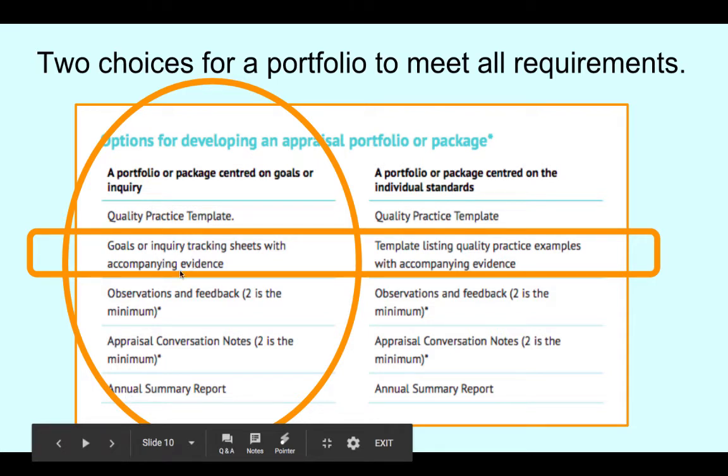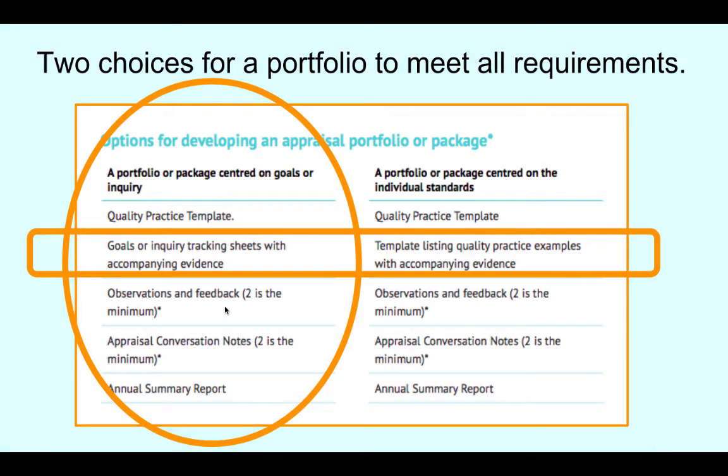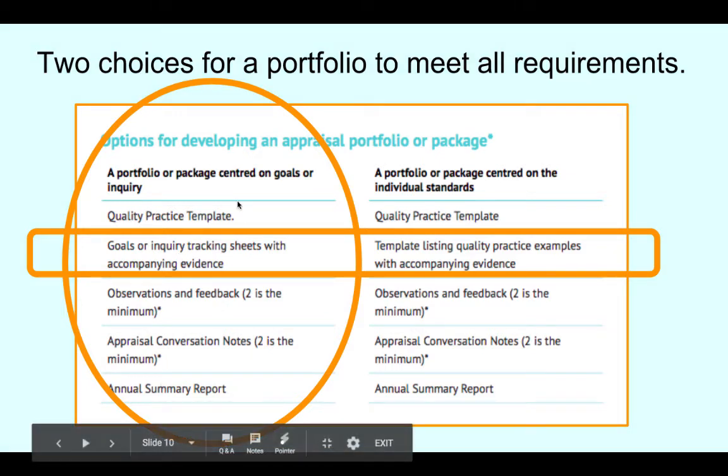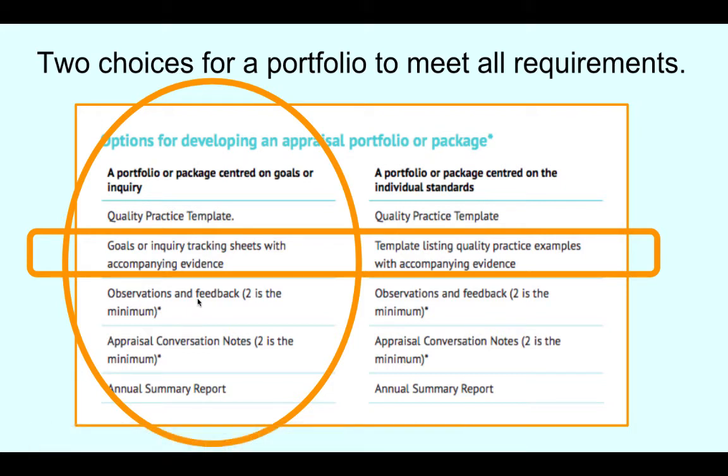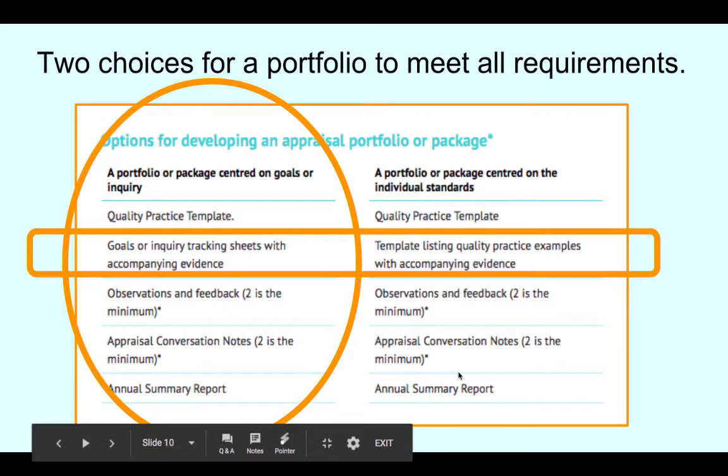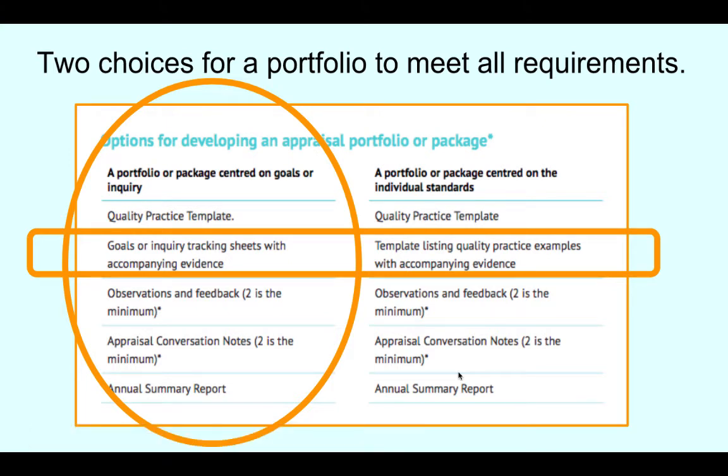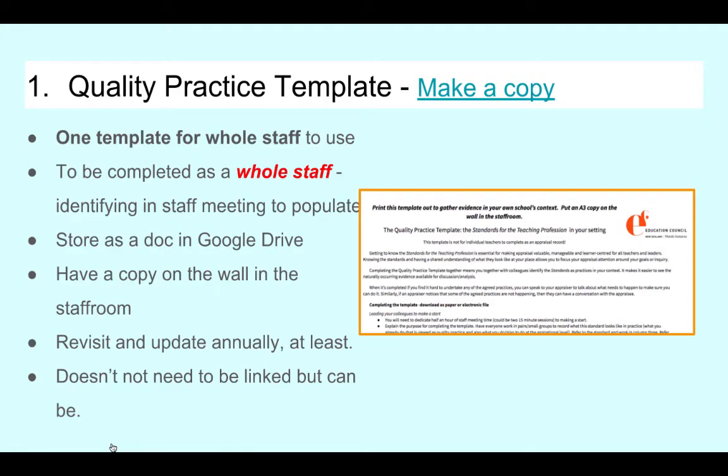I prefer to go to this one on the left-hand side because I think it's more meaningful. Refer to your teaching as inquiry, as a story, and match each of the teaching standards to your story, rather than on this side, which is gathering evidence against each of the standards without necessarily linking it together in a teaching as inquiry story. So first of all, the quality practice template.